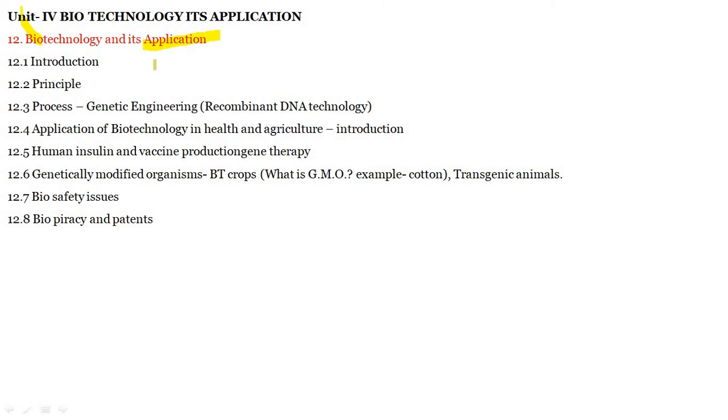Biotechnology and its application. Biotechnology and its application involves the introduction, principle, process, genetic engineering, that is rDNA technology or recombinant DNA technology. Application of biotechnology in health and agriculture. Introduction, human insulin and vaccine production along with gene therapy. And genetically modified organisms, that is Bt crops. What is a GMO? Genetically modified organisms. Example, cotton, transgenic animals, biosafety issues and biopiracy with the patents.